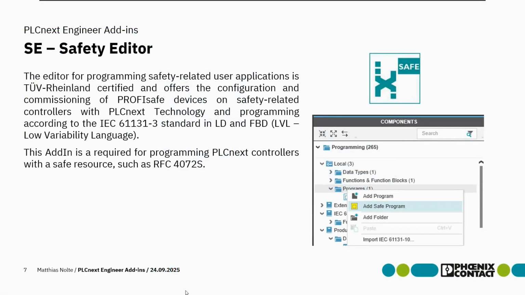With the safety editor, you can add safety related program code in form of safe programs and safe functions and function blocks. Via the context menu, you can add then a new element. And what you need for that is a safety capable PLC. For example, the remote field control 4072S.